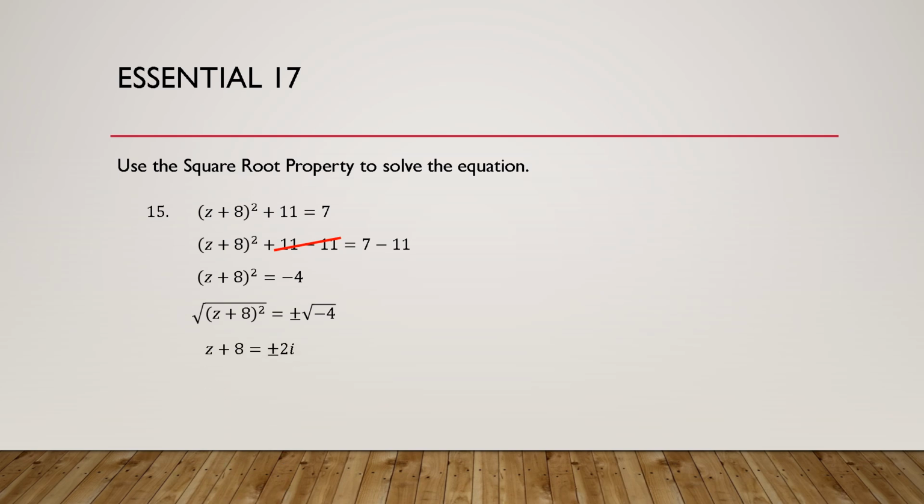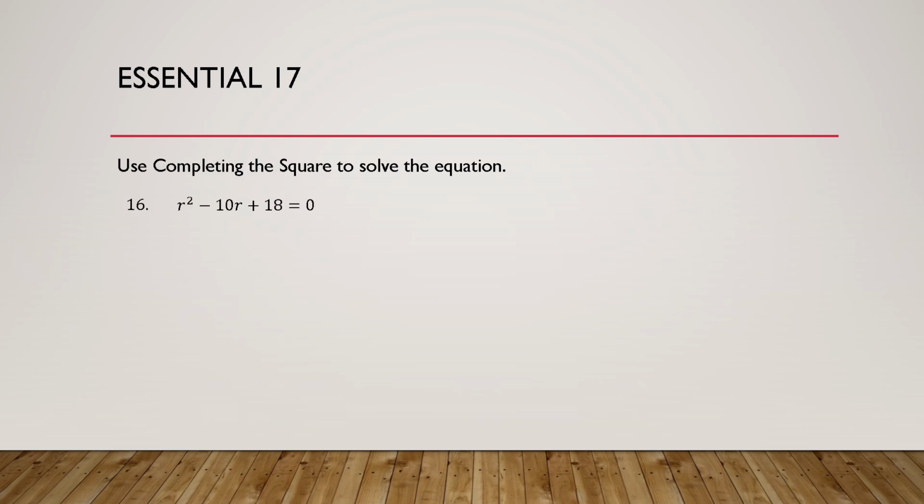The square root of 4 is 2, and the square root of negative 1 is i. We then subtract 8 from both sides, leaving us z equals plus or minus 2i minus 8. This can also be expressed as two solutions, z equals 2i minus 8 and z equals negative 2i minus 8. Complex numbers are more appropriately expressed with the integer first followed by the complex term. So z equals negative 8 plus 2i and negative 8 minus 2i.